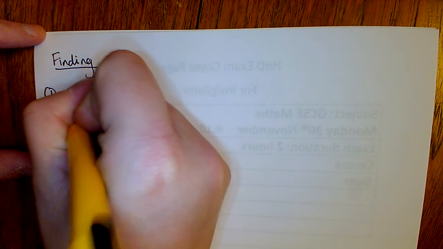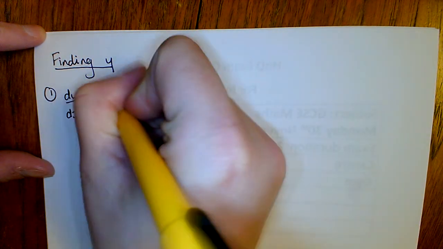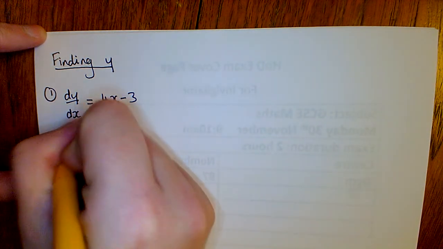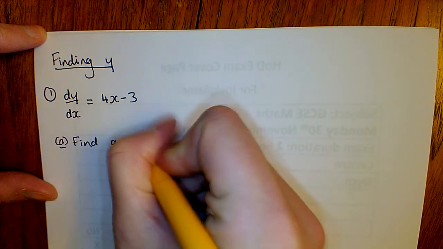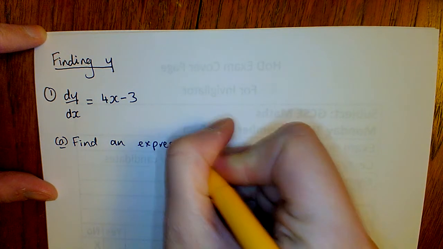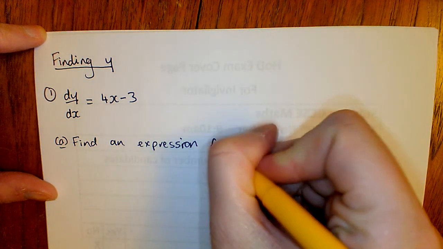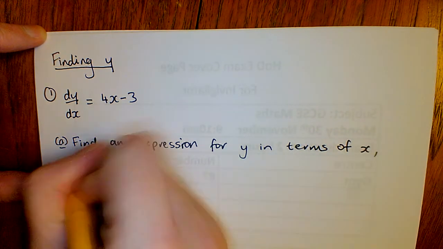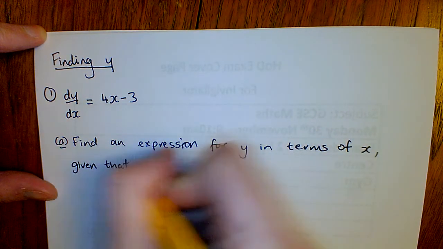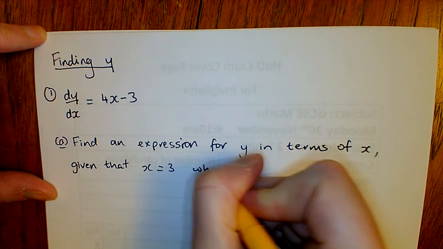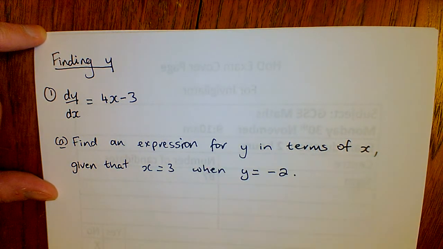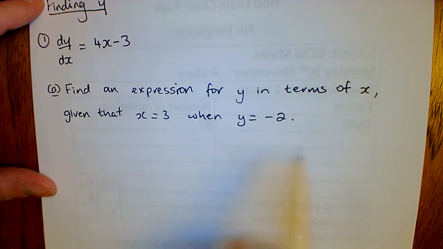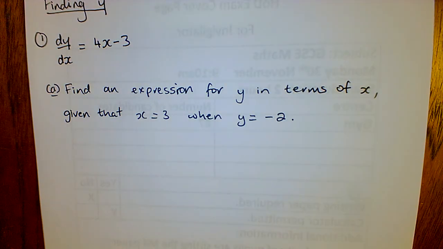Okay, so we'll look now at actually using integration. We've said that integration is the reverse of differentiation. So if we're given in the question dy by dx equals 4x minus 3, for part A they want you to find an expression for y in terms of x, given that x equals 3 when y equals minus 2. Okay, so they'll give you one set of coordinates on the curve.